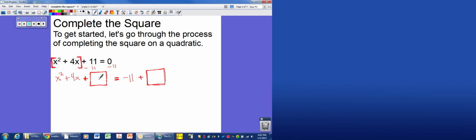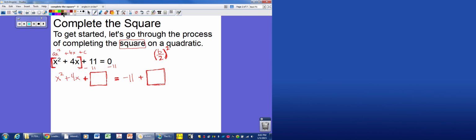Now the number that goes in here is a very special number. I call it the square. And the square is half of that middle number. So if this is ax squared plus bx plus c, this is your b value. It's half of the b value, squared. And that's what we're going to do to make this into a perfect square quadratic.